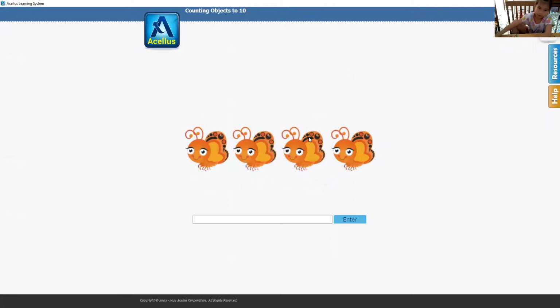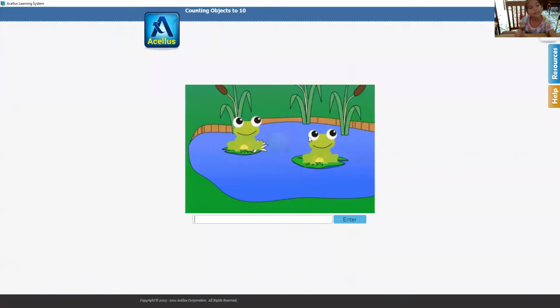How many butterflies are there? There are 4 of them. So I got 1 and 2 and 3 and 4. Okay, that's 4. How many frogs are there? There is 1 for this frog and then 1 for this frog. There are 2 frogs.